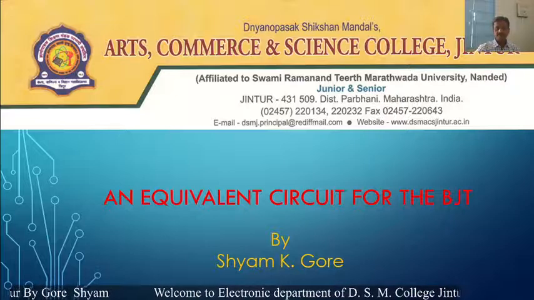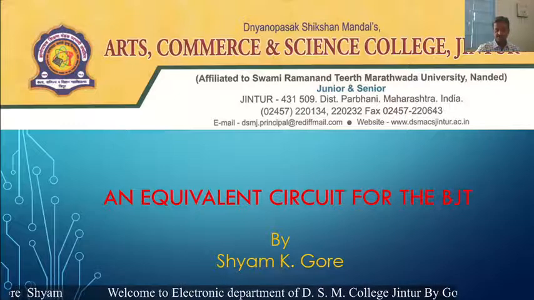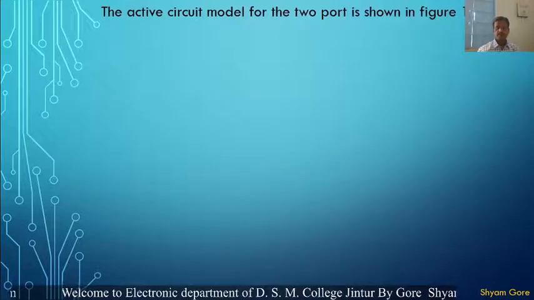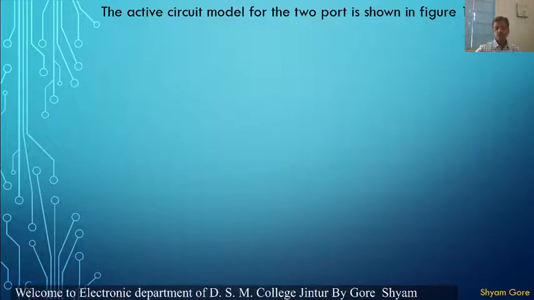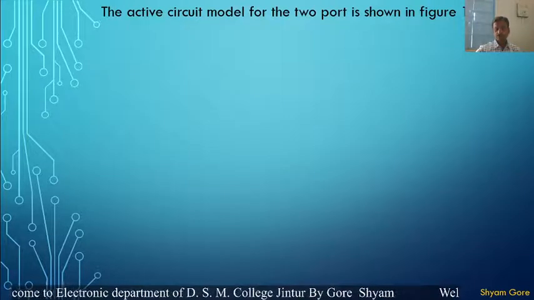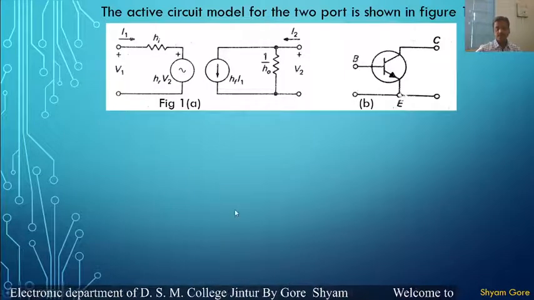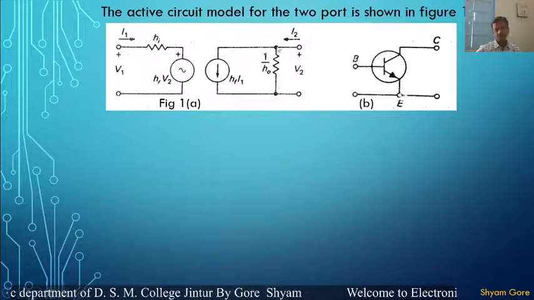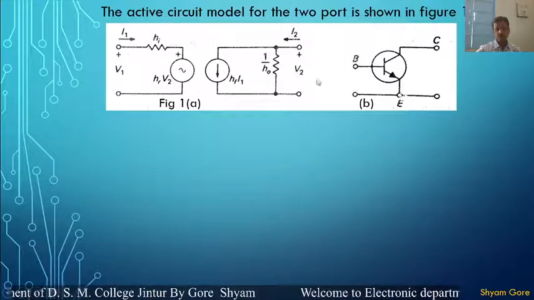Let us see an equivalent circuit for bipolar junction transistor. The active circuit model for the two-port network is shown in this figure. Here, this is the active circuit model for the two-port. This is the input port and this is the output port.